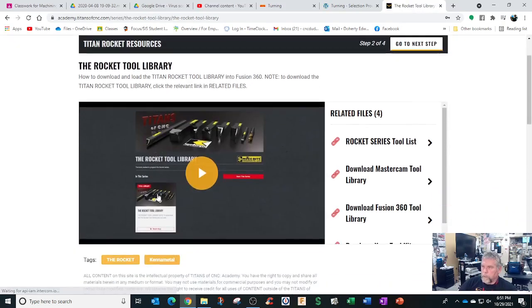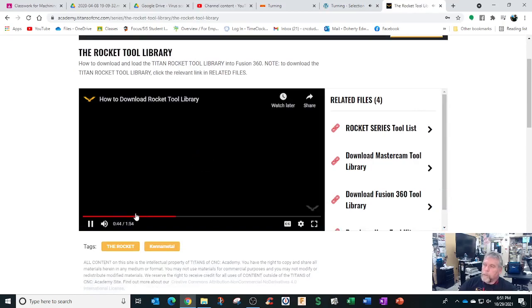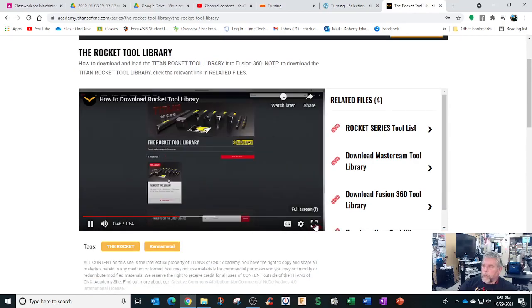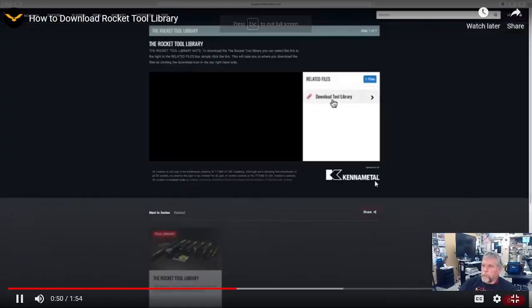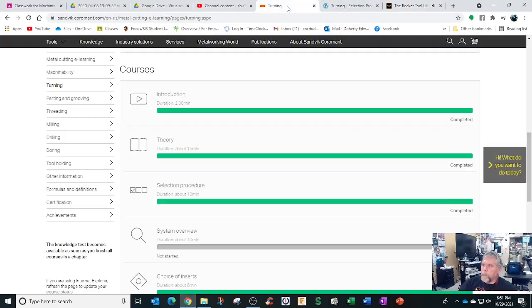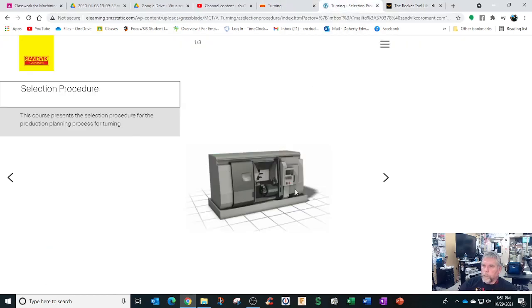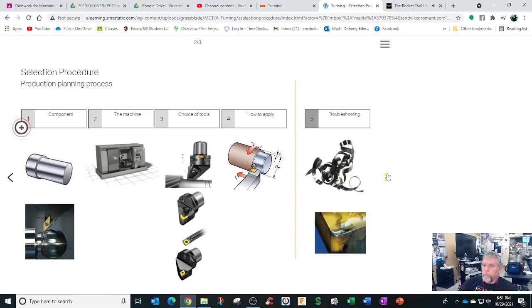Log in. This course presents the selection procedure for the production process. Okay, got the production rocket process library right here, talking about the tools you need to get, so really excellent basic course. Oh, let's get back to this one. Selection procedure. All right, you got production planning process. Component, what do you need? Machine, choice of tools, how to apply, troubleshooting.